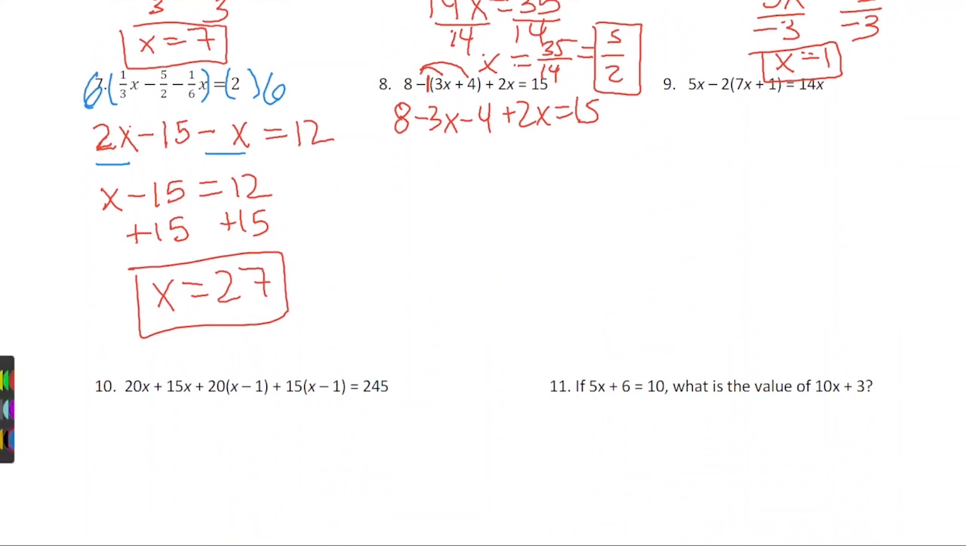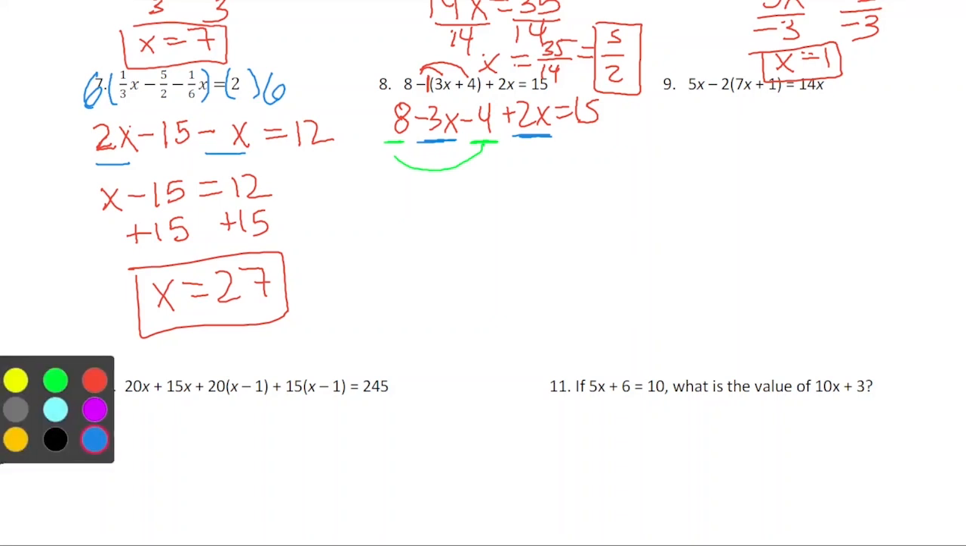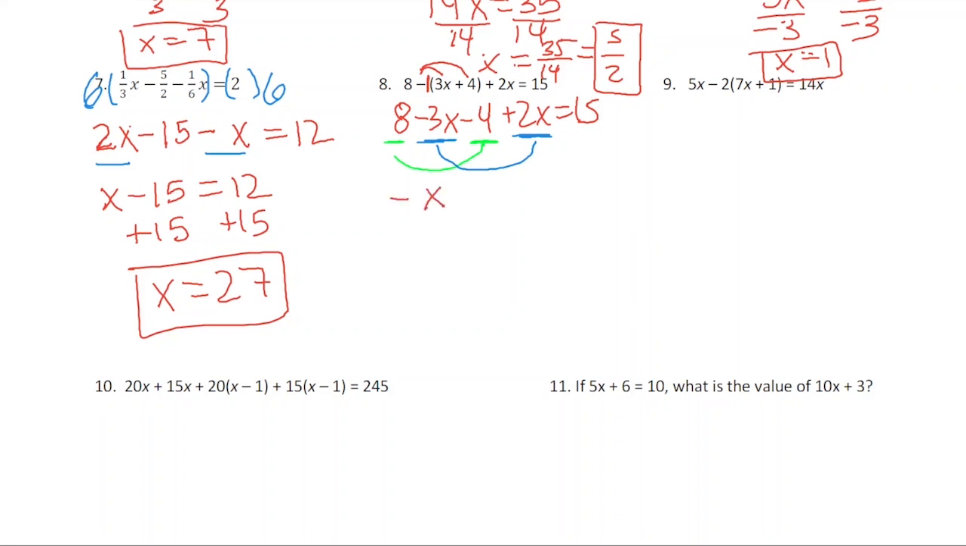Now I'm going to combine my like terms. So here are my linear terms that will be combined. I also have a couple of constants. So I'm going to put these two together. And I'm going to put these two together. 2x minus 3x is negative x. 8 minus 4 is 4. And so I get this little equation. Next, I'm going to subtract 4 from both sides, and I get negative x equals 11. So I divide both sides by negative 1, and I get x equals negative 11.